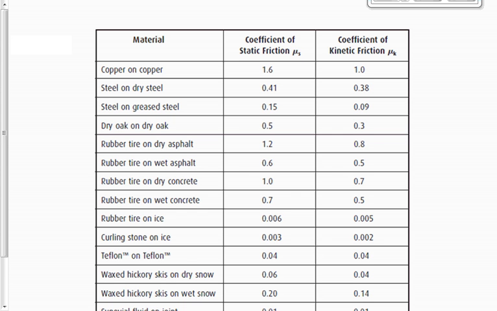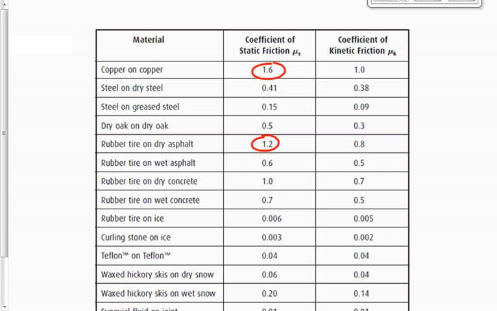This table gives you the coefficient of static friction and the coefficient of kinetic friction of a whole bunch of different materials. Copper on copper has a really, really high coefficient of static friction, and a pretty high coefficient of kinetic friction as well. The coefficient of friction between a rubber tire on dry asphalt, which is pavement, is 1.2. On wet asphalt, 0.6.